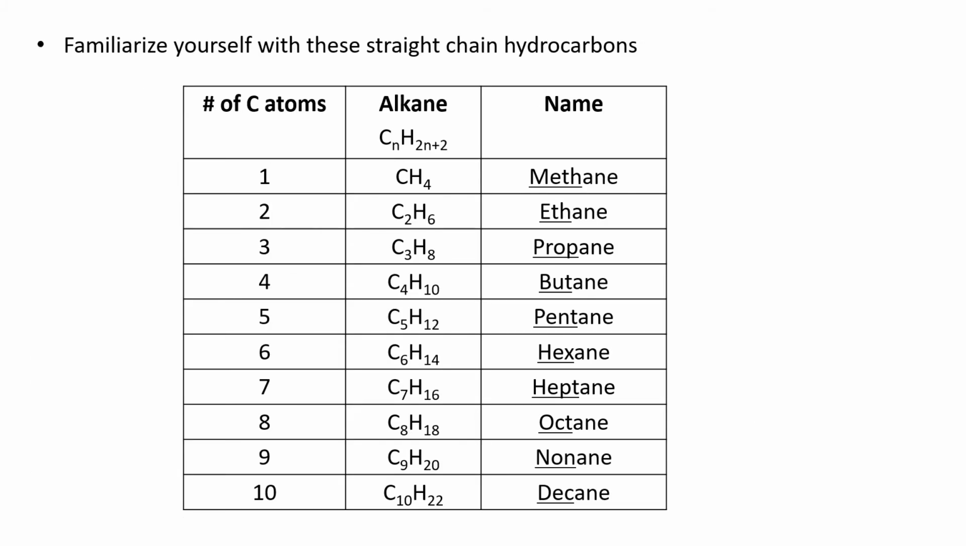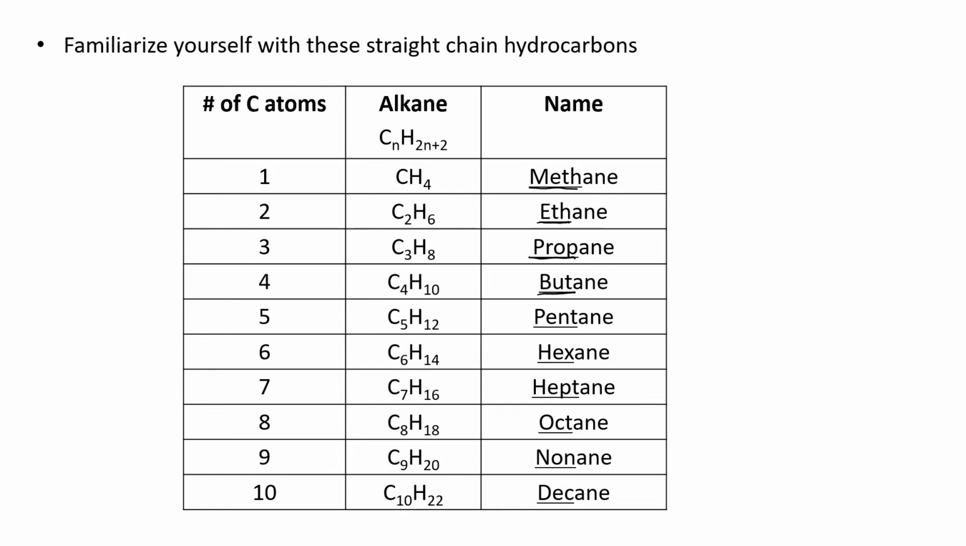Make sure you're familiar with the saturated straight chain hydrocarbons for carbon chains of length 1 through 10. You want to know their names as well. 1 carbon is meth, 2 is eth, 3 is prop, 4 is but, and 5 through 10 should all be prefixes that you're familiar with. Pent, hex, hept, oct, non, and dec.